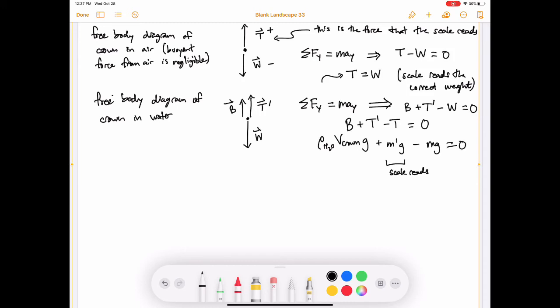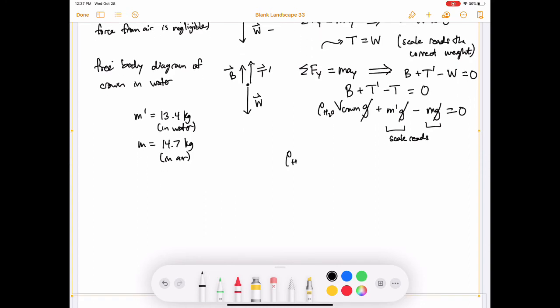And that equals 0. So here, let me be clear about this. M prime is what the scale reads when the crown is in the water. That's 13.4 kilograms. And M is what the scale reads when the crown is in the air, 14.7 kilograms, like this. Okay, so that's the meaning of these two terms here. Okay, so what can we do with this? Well, first we can cancel out G. That goes away.